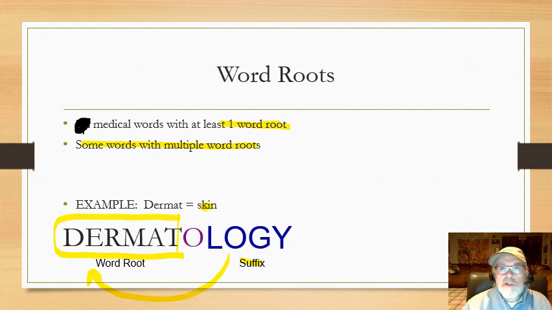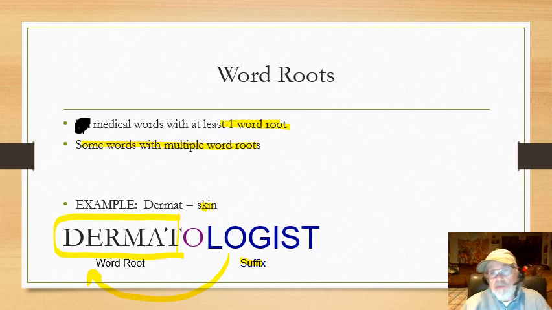So dermatology means the study of the skin, but I could change that word because, again, I might be able to have more than one word root. Let's change the suffix. Dermatologist: logist is not just the study of something, but one who studies. So now I have one who studies the skin, such as a physician who is involved with skin diseases, called a dermatologist. Piece of cake.